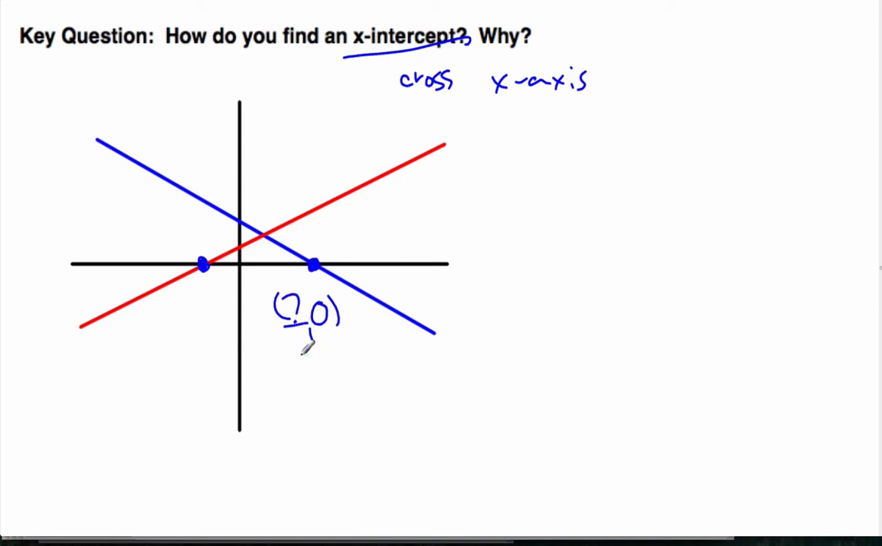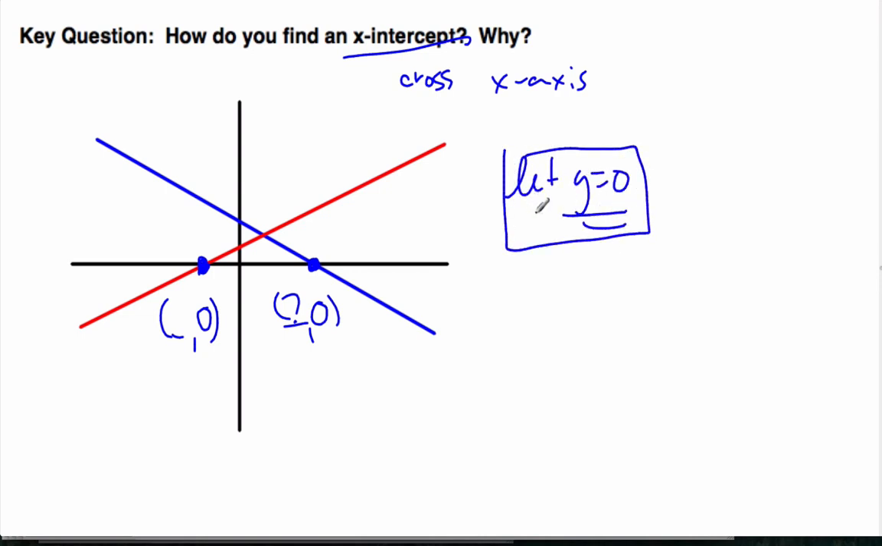This x I do not know. Same thing goes for this one. I don't know what x is, but the y value is 0. And so whenever you want to find an x-intercept, you let y equal 0. That is the key. So how do you find an x-intercept? You let y equal 0. And this is such a pivotal key idea.